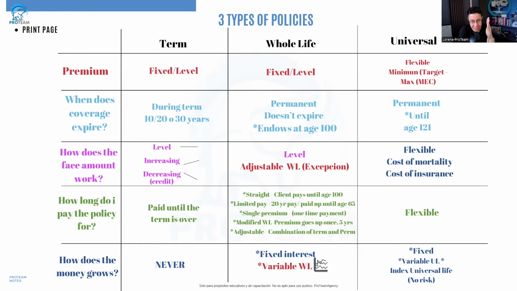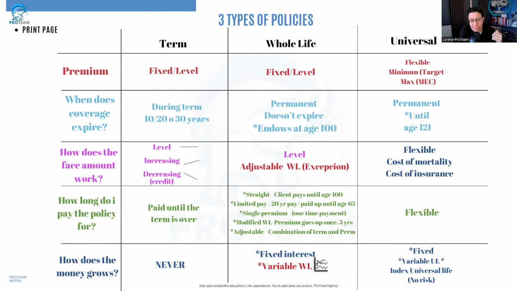It's going to be this much, and that is it. We know that variable goes up and down with the stock market. That means when the market goes up, you make money. When the market goes down, there's a floor. When the market goes up again, you make money. And when the market goes down, there's a floor.